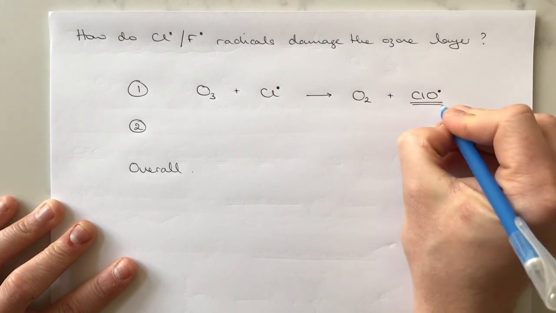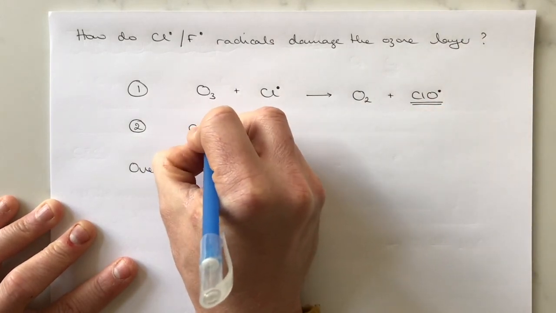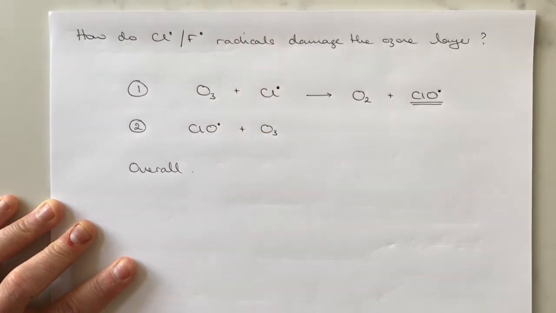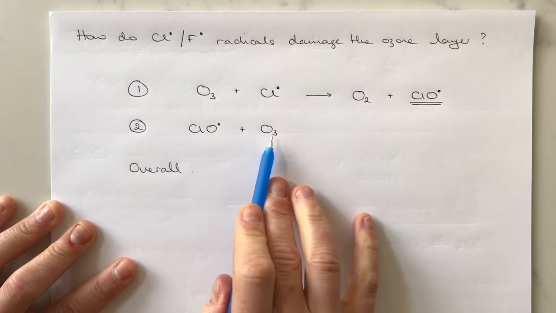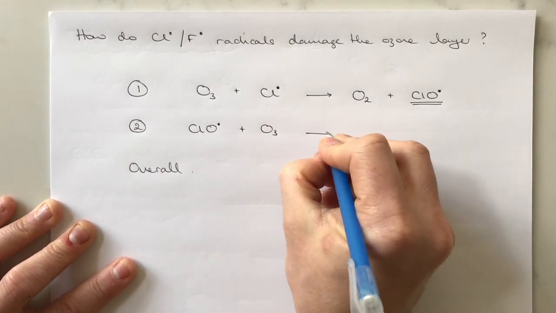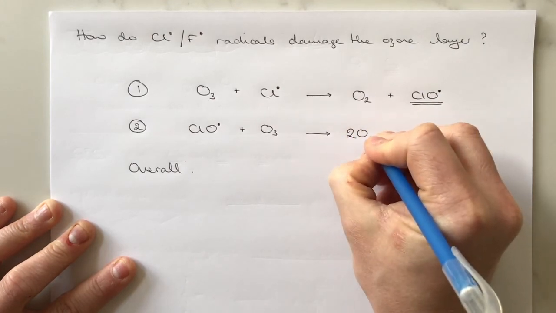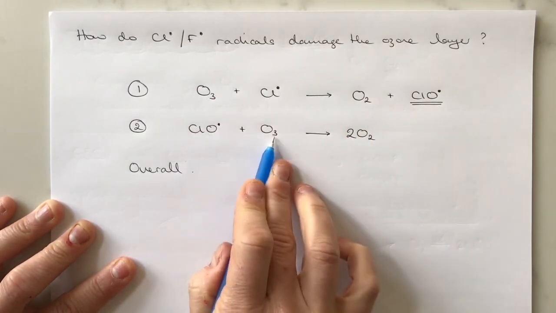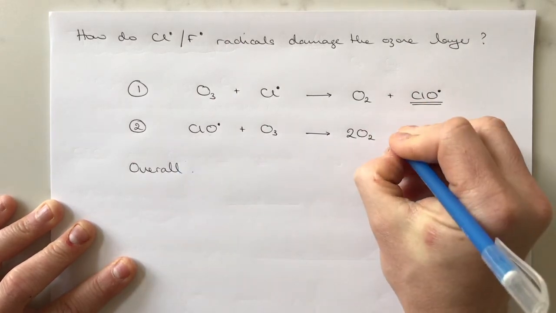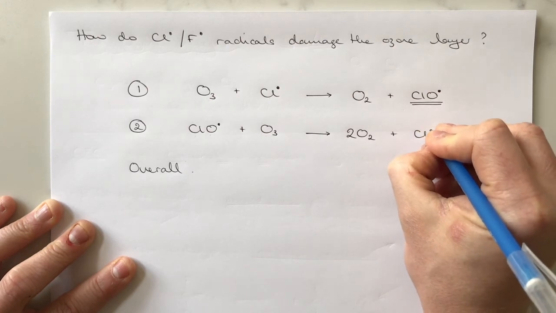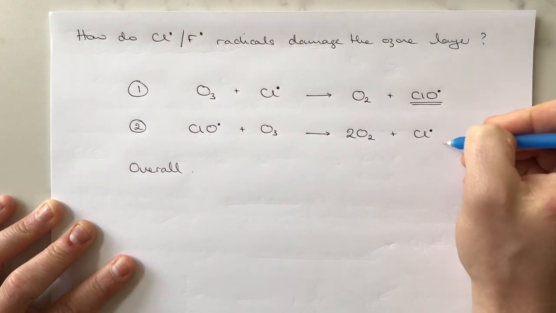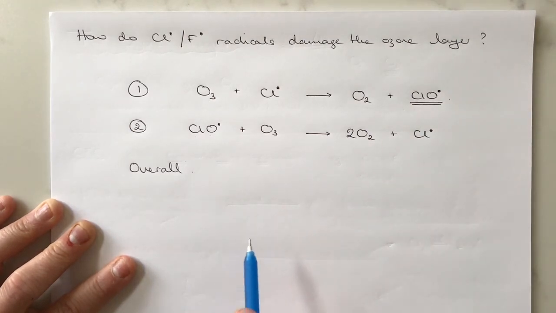In step 2, that chlorate radical that we've just formed collides with another O3 molecule. And what happens is these 3 oxygens and this 1 oxygen form 2 more lots of O2. So we've got 4 oxygens there. We now have 4 oxygens there. And the chlorine gets reformed back to its original state of a chlorine radical. Okay? So these 2 stages are how the ozone layer gets broken down.